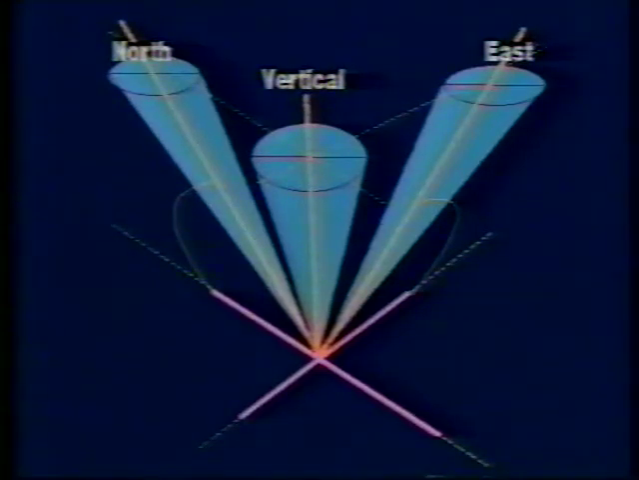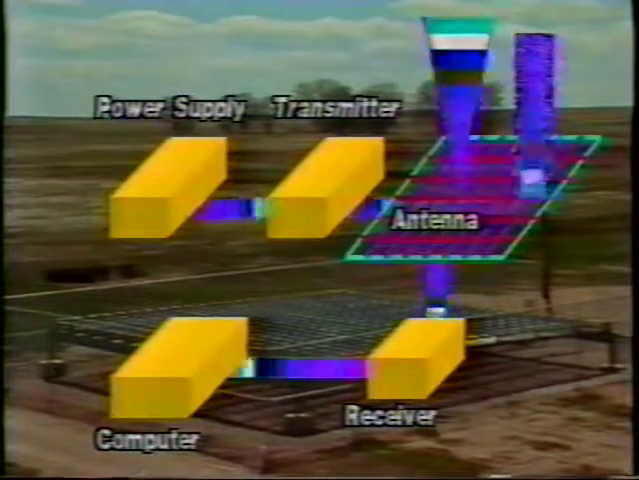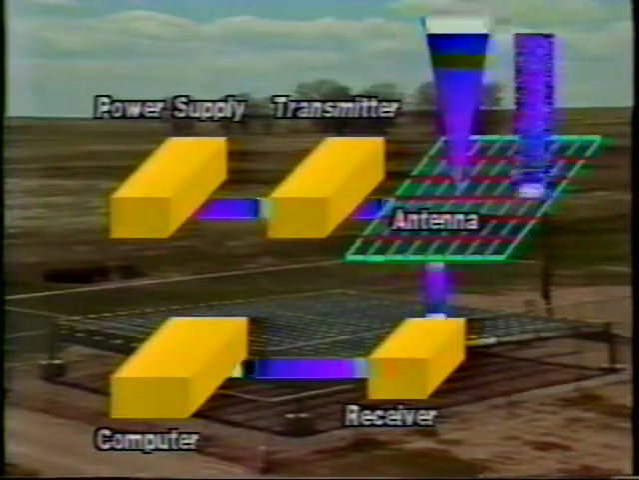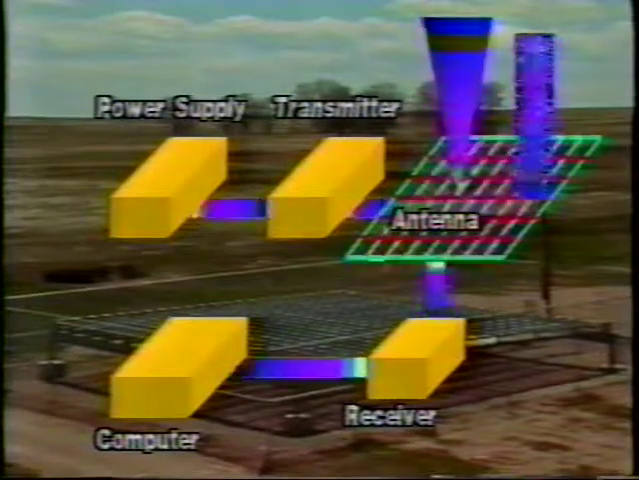Let's review the major points of this program. The wind profiler is a Doppler radar that points in 3 directions sequentially, vertically and 15 degrees off the vertical, usually toward the north and east. The main components of the wind profiler are the power supply and transmitter, the antenna, a fixed phased array antenna, and a receiver and computer.